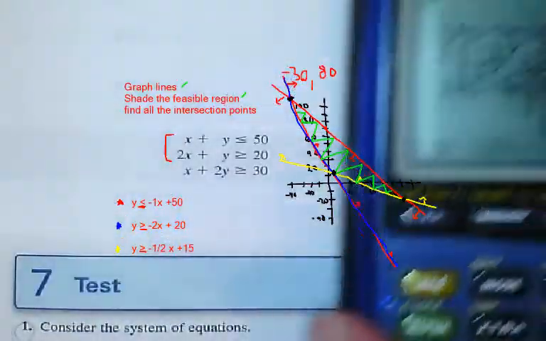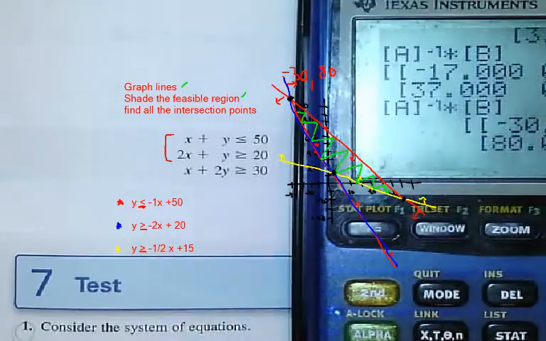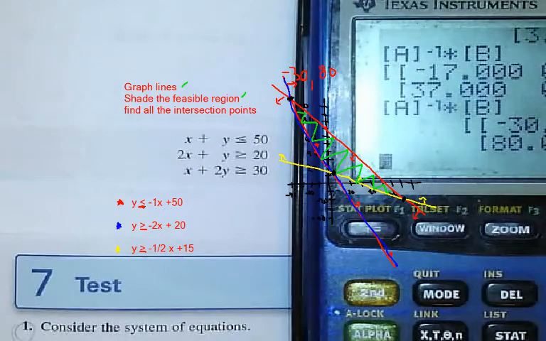Alright, so we're going to do the whole thing again. That was the red and blue line. So now we're going to get rid of this, and we'll do the blue and yellow line. Alright, we'll do the blue and yellow line. So here we go.